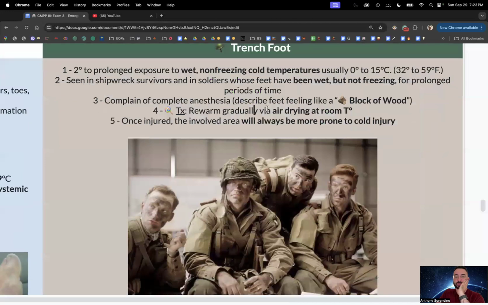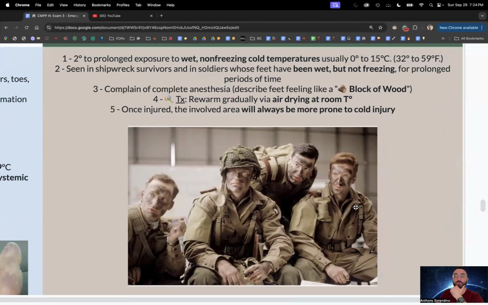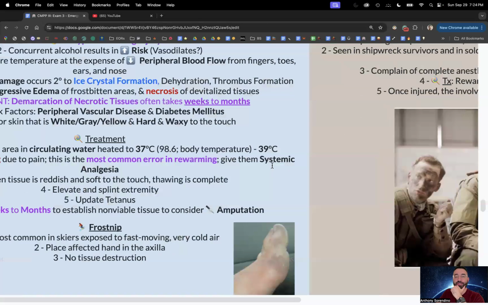Trench foot, look for this, and this is wet, non-freezing, cold temperatures. This is Band of Brothers, one of my favorite shows of all time. Yeah, I should watch that again.